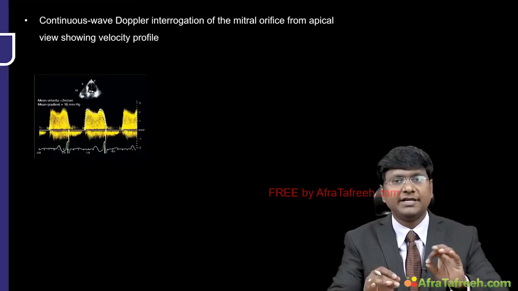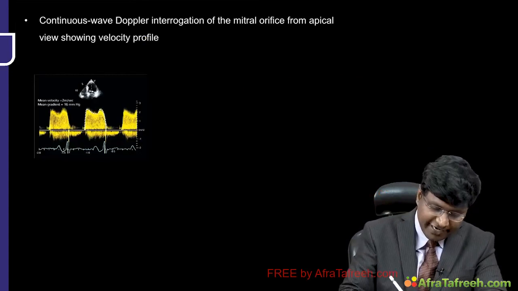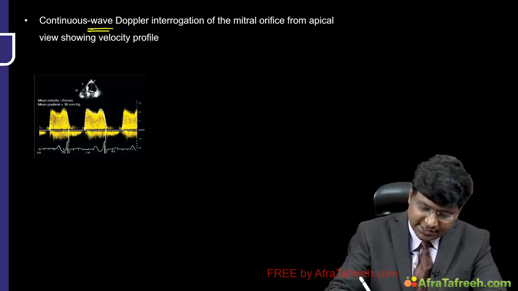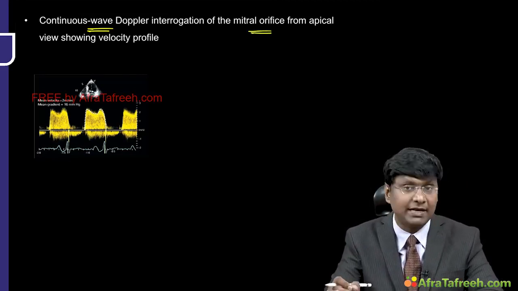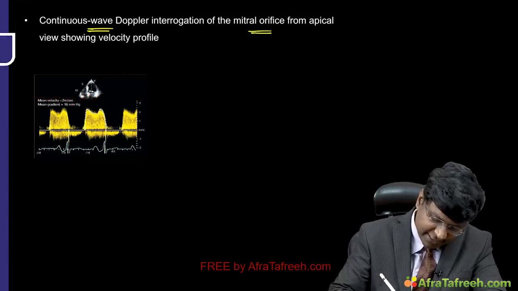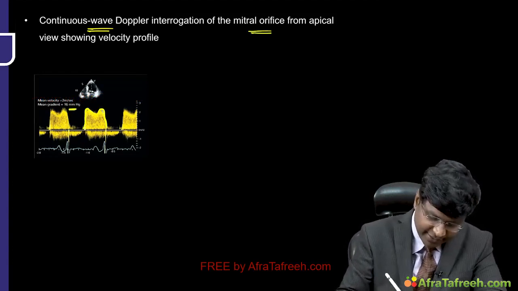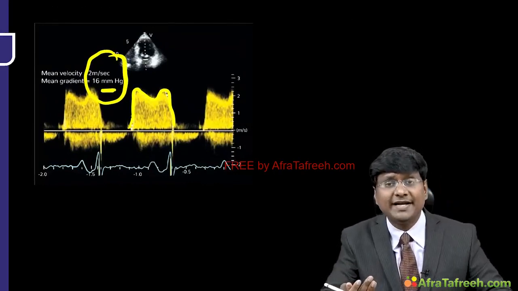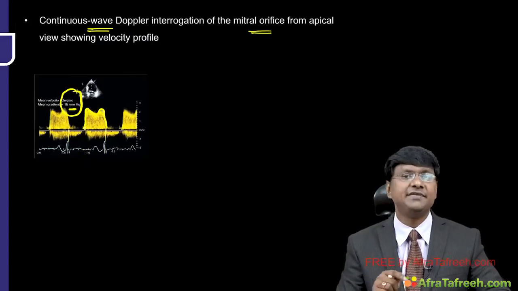Then another important thing is you should be able to calculate the gradient. So how will you calculate the gradient? You have to apply CW, that is continuous wave Doppler, across the mitral valve orifice in apical 4-chamber view. And you need to trace this particular graph. Once you trace this graph, then you get the gradient. You see here, in this, the gradient is around 16 millimeters of mercury. So when the gradient is 16 millimeters of mercury, what does that tell you? That tells you the individual is having very severe mitral stenosis.